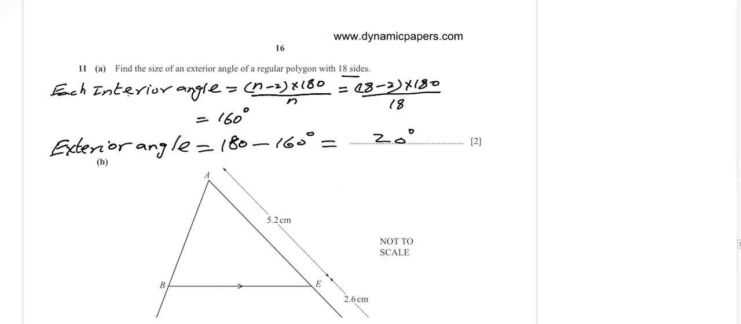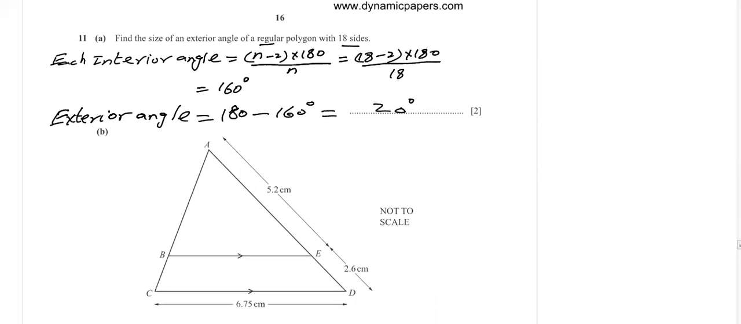If the polygon is a regular polygon, this is the formula for each interior angle. Once we find each interior angle, the exterior angle will be 180 minus the adjacent interior angle. And sometimes the exterior angle is given and you have to find the interior angle, then the interior angle is 180 minus the adjacent exterior angle. So this was the simple case.